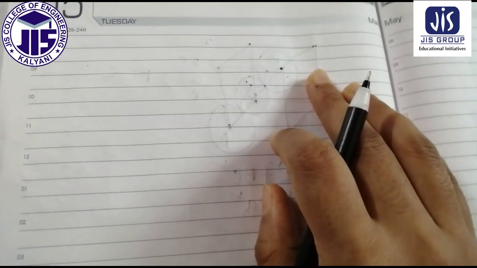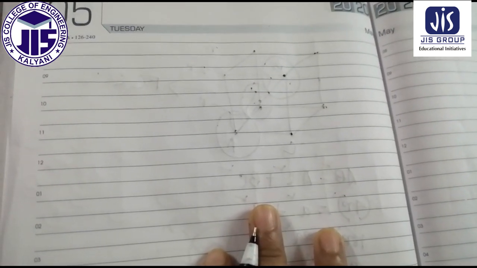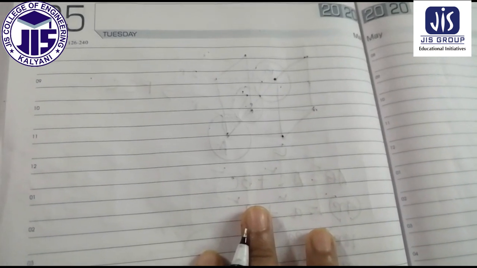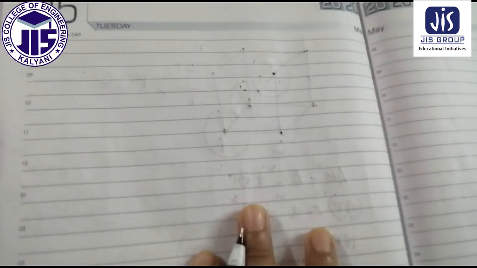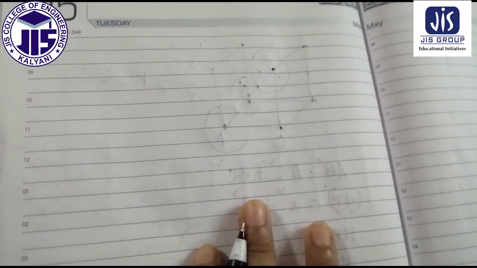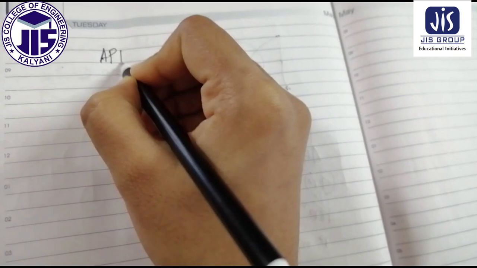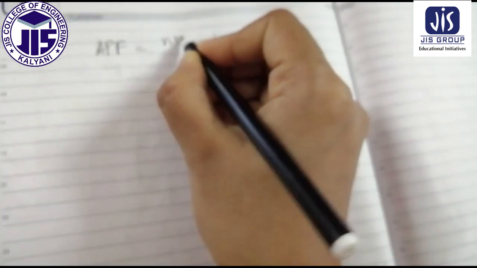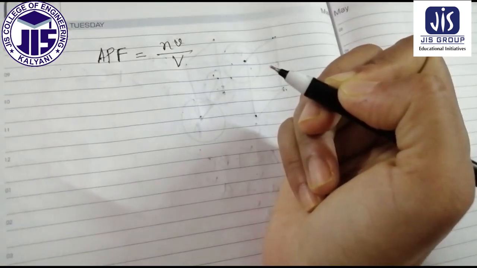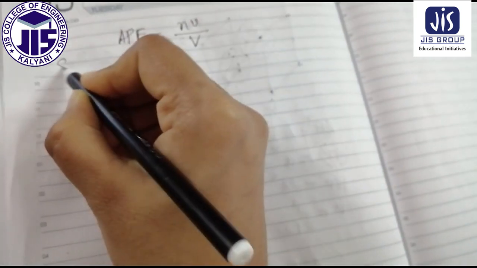In my last class, we discussed SC, BCC and FCC: how many atoms are there, what the relation between r and a is, and so on. Today we'll discuss the packing fraction calculation. In my last class I already introduced the formula of the atomic packing fraction: APF, that is atomic packing fraction, is equal to small n small v by capital V. This was the formula. Now first we'll do it for SC.